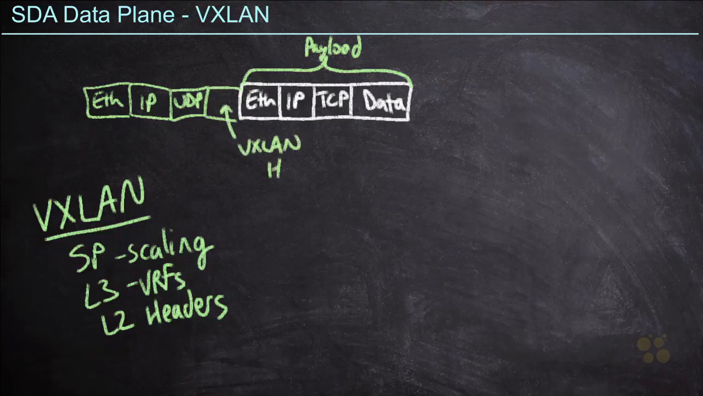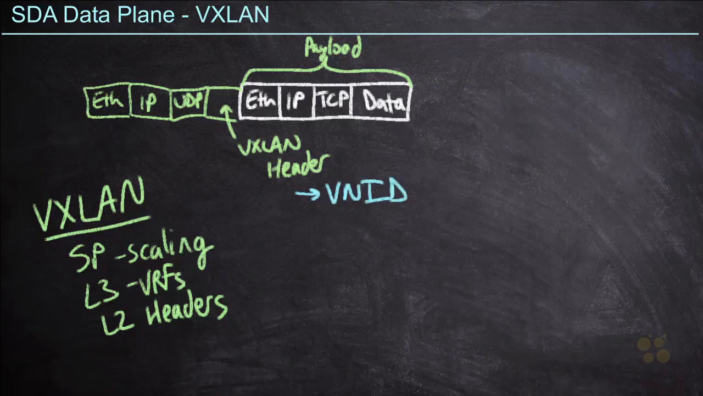The VXLAN header is going to carry all kinds of information in there, and specifically information that pertains to software-defined access. Now, aside from some flags that indicate what type of information is in the payload and such, the VXLAN header is going to carry a couple of pieces of information that are important. One is the VNID, the Virtual Network Identifier.